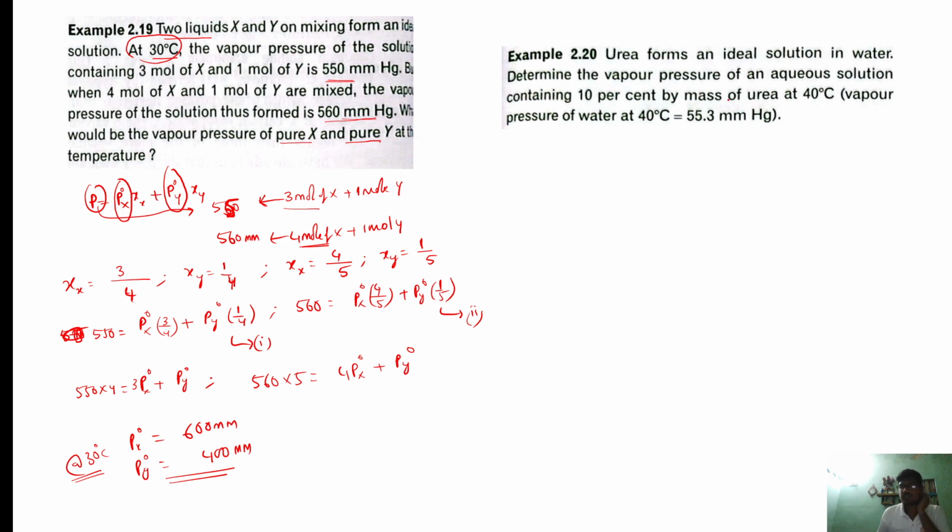The question is: urea forms an ideal solution in water. Ideal solution means you need to write down this formula. Determine the vapor pressure of an aqueous solution containing 10% mass of urea at 40 degrees. So I'll give you a hint. 10% mass of urea means 10 grams of urea present in 90 grams of water. So these are the two components. Apply this formula and find out the vapor pressure of the aqueous solution. And they have given the vapor pressure of water at 40 degrees as 55.93.